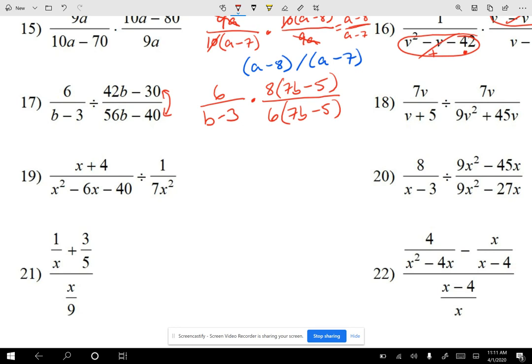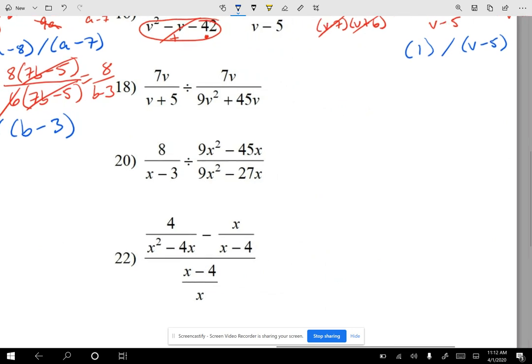Remember, the second fraction I must flip. Now I see the 7b minus 5 with the 7b minus 5 cancel out. This 6 with this 6 cancel out. So I have an 8 over b minus 3. The way I will type it will be 8 over b minus 3. Let's take a look at number 18.